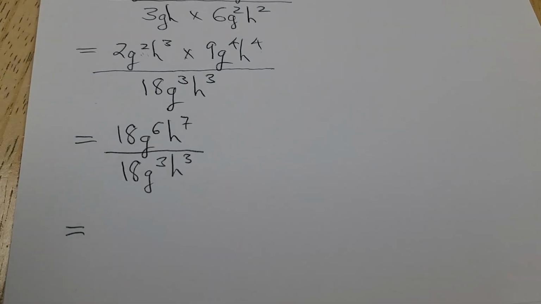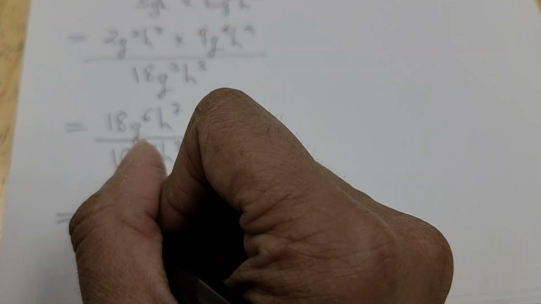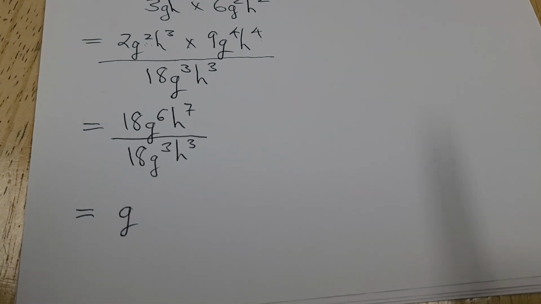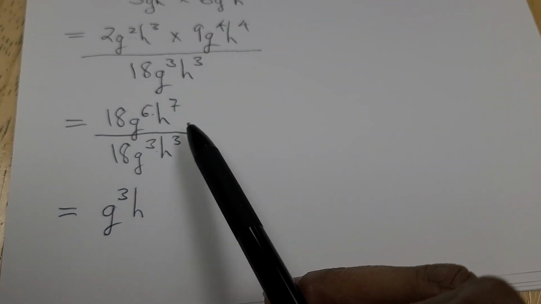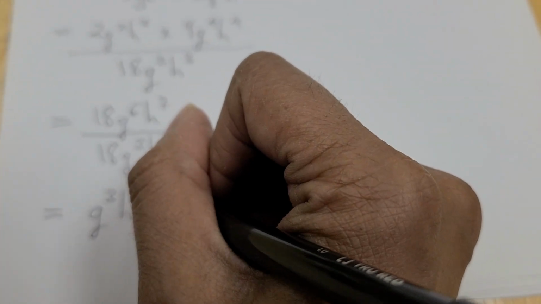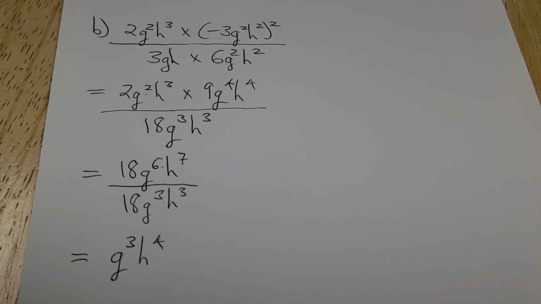And then in this last step, okay, is when you're going to divide it. So 18 divided by 18 is 1. And I'm going to subtract the exponents because we're dividing. 6 minus 3, g to the power of 3. And for h, it's going to be 7 minus 3, h to the power of 4. Okay, does everyone see that?